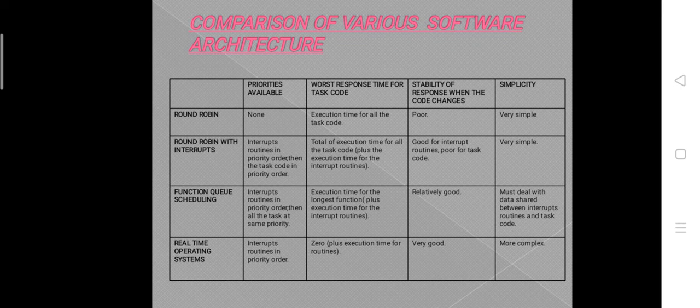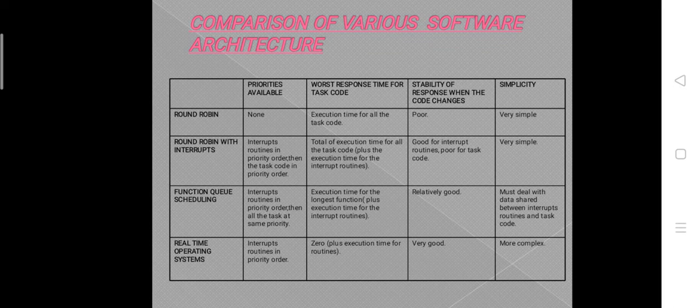The next is function queue scheduling. Priorities: interrupt routines in a priority order, then all the tasks at the same priority. Next is worst response time for task code. So execution time for the longest function plus execution time for the interrupt routines is available with function queue scheduling. In function queue scheduling, relatively good stability we can obtain, and for the simplicity, if you compare, it must deal with data shared between interrupt routine and task code.